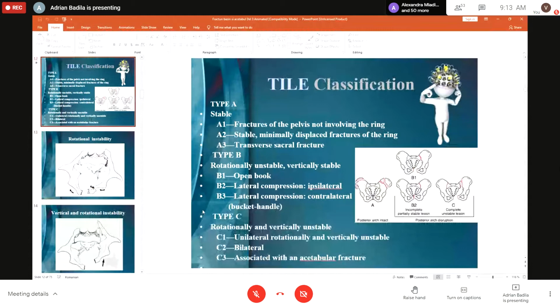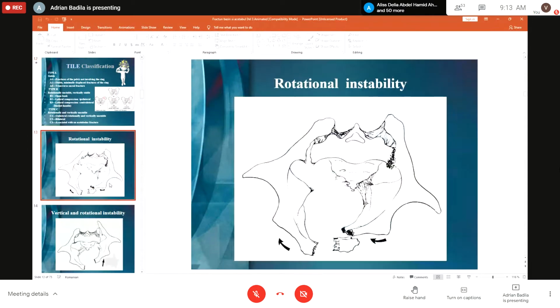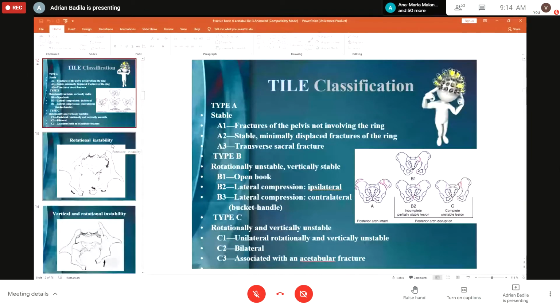Okay. So right now we can see the Tile classification. Yes. And now the rotational instability. Yes. Okay, let's do it this way.